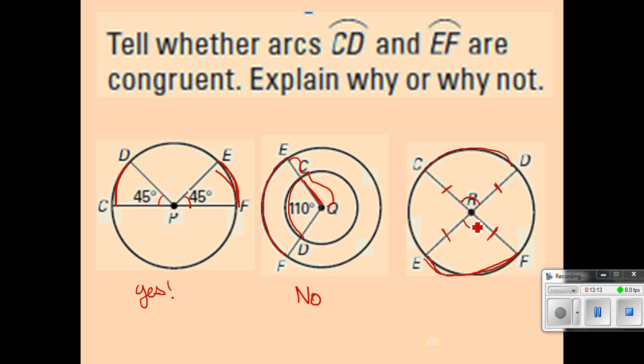And these angles would be called vertical angles. And so I have side angles, sides. These angles would be the same. And if these angles are the same, these arcs will be the same. Therefore, yes, they are congruent.